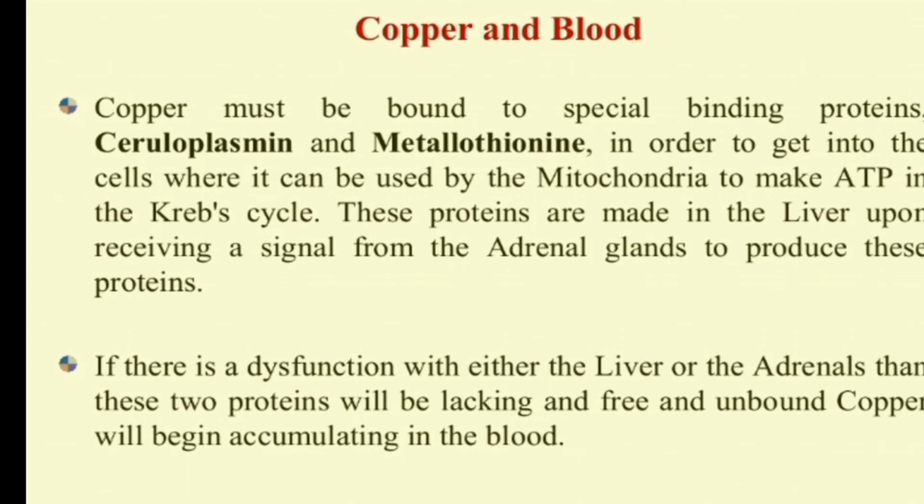And by receiving these proteins, the copper will bind. And here it will enter into the cell, then the mitochondria for ATP production in the Krebs cycle. So this is the normal process.